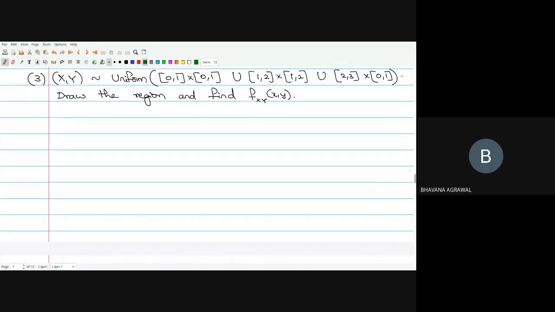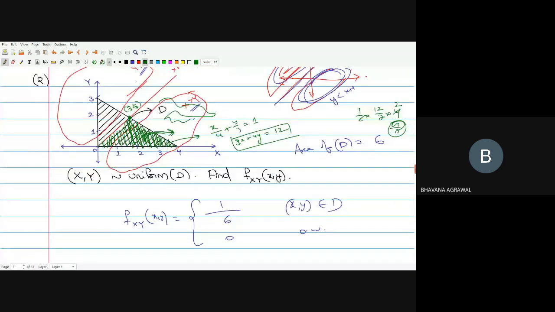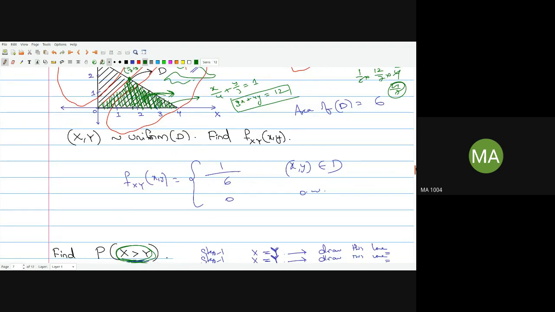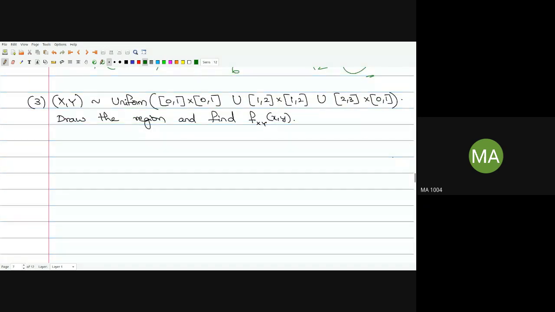So now, how to find the area of D? For this, you have to find the area of D. D is the total area, the whole area. It's a right angle triangle, right? The height is 3 and the base length is 4. Half into 3 into 4, and from there you will get 6. Okay, now do this.